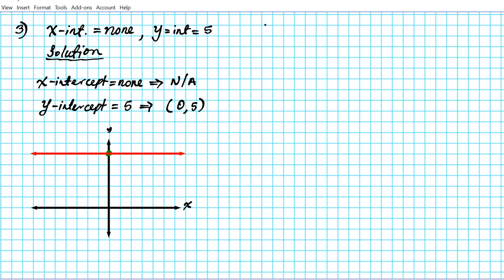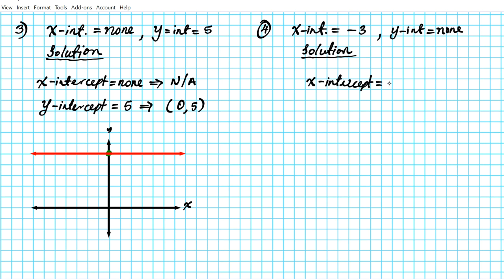out some practice problems. So for number 4, let's say we have a situation where the x-intercept is -3 and the y-intercept is none. We have a case now where there is an x-intercept, but we do not have any y-intercept. Okay, so let's go ahead and write down the coordinates that correspond to this information that we have here. The x-intercept is -3, basically means that it goes through the point -3, 0.